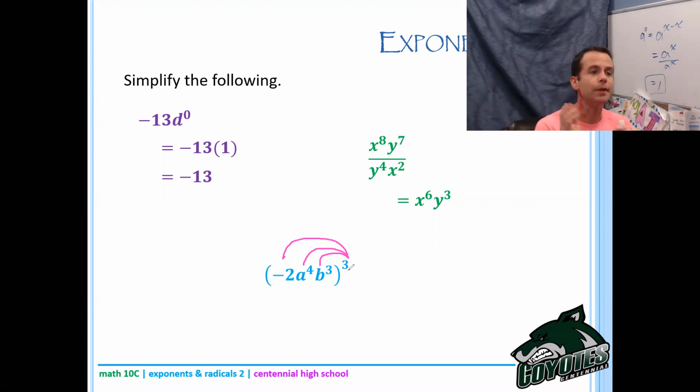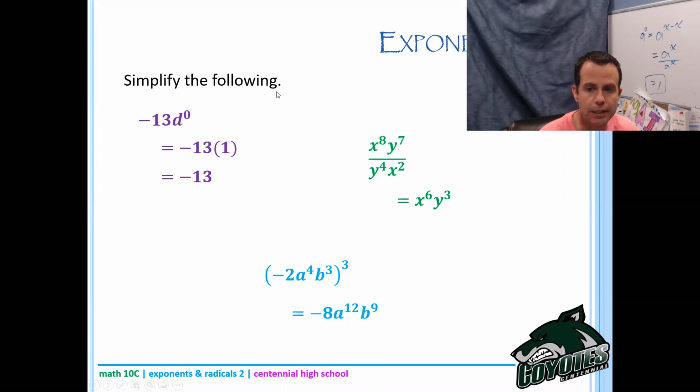That's great. But then they screw up and they say, okay, negative 2 times 3. It's not negative 2 times 3. It's negative 2 to the 3. So it's negative 2 times negative 2 times negative 2. That's going to actually give you a negative 8. Okay, so just be careful with that. Negative 8, a to the 12, b to the 9.